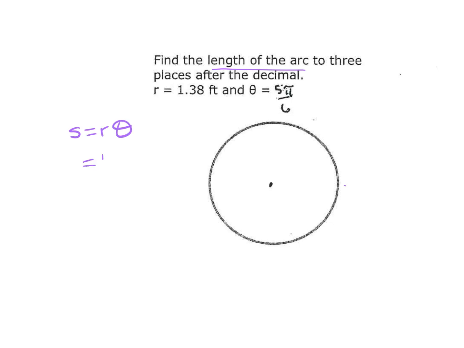So we're plugging in 1.38 times 5 pi over 6. So then you're just plugging that in: 1.38 times 5 times pi, all divided by 6. What does that give us? We're going 3 places after the decimal. What do we get on that, John?